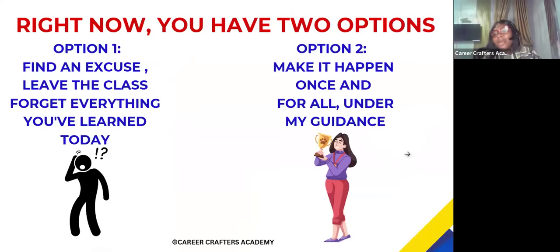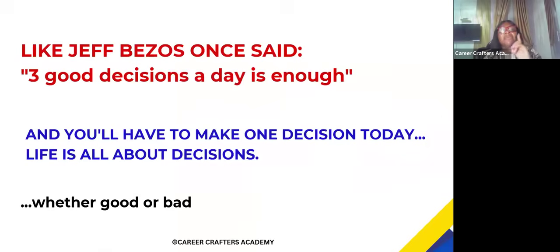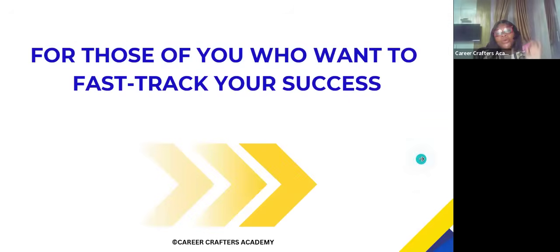This life is all about choices. You can choose whatever works best for you. All right. Like Jeff Bezos once said, 3 good decisions a day is enough. So if you want to make it in life, you need to keep making good decisions. 3 good decisions a day is enough, right? And today you have to make one decision. Life is all about decisions, whether good or bad.